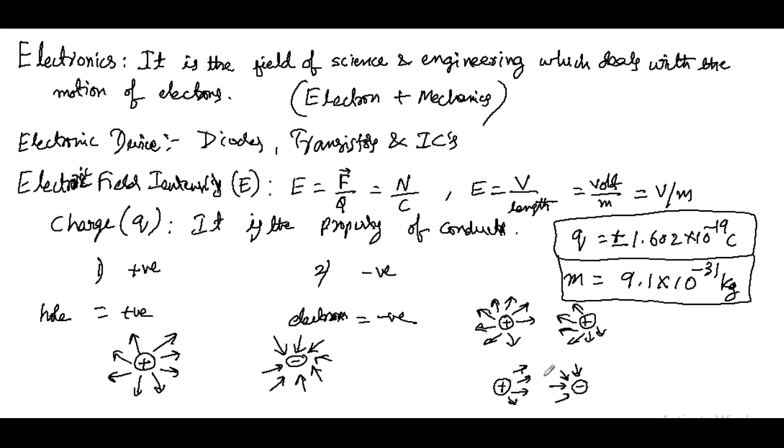Similarly, we have to discuss some other standard constant values. One of the standard constant values is the Boltzmann constant. The Boltzmann constant value is 8.62 into 10 to the power of minus 5 electron volt per Kelvin. Similarly, we have to discuss some other constant values. I will explain those constant values in the next video.